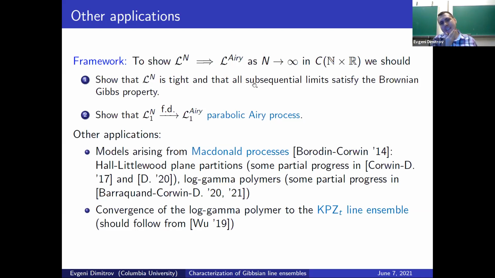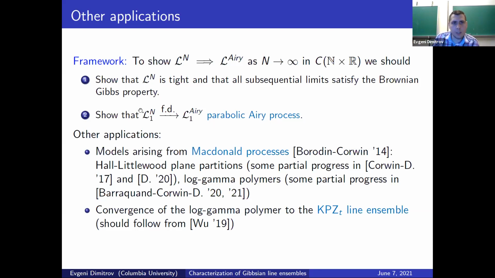But right, so as I was explaining, one of the models is coming from Hall-Littlewood plane partitions, and the other one is coming from the log gamma polymer, which also carries the structure of a line ensemble through the geometric RSK correspondence. Now, both of these models are non-determinantal. They're positive temperature models. And the framework hasn't been completely worked out. So that's still work in progress, but there has been some partial progress for the Hall-Littlewood case in these two papers and for the log gamma polymer in these two recent results.